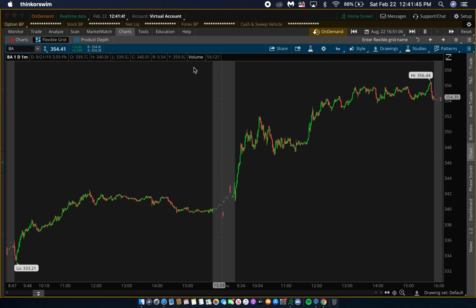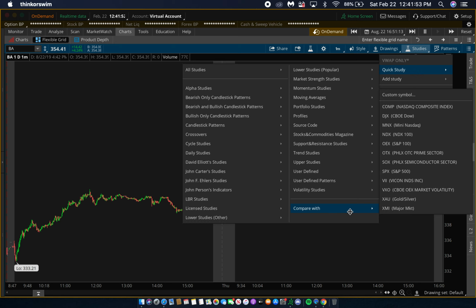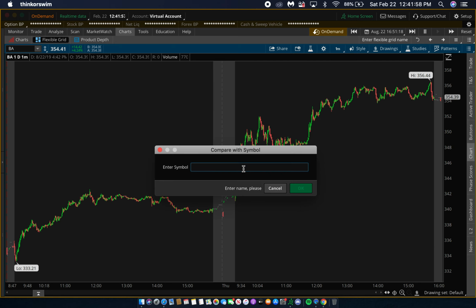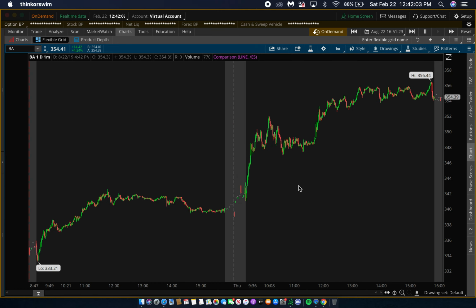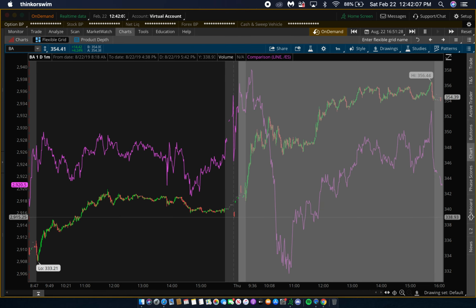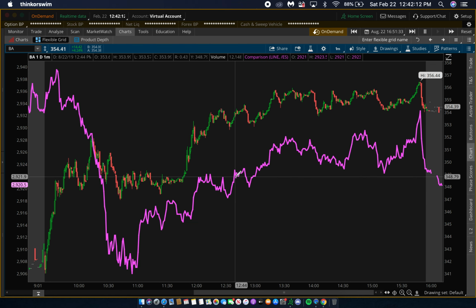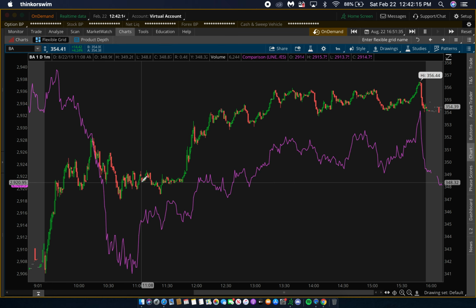So the chart we're looking at right now is Boeing. I'm going to go to Studies, Quick Study, Compare With, and compare it with a custom symbol. I want to compare it with /ES, the S&P future. It's going to load a little comparison line. The purple line, which we can change in a minute, shows a line chart of the S&P, and the candlestick chart shows Boeing's chart.